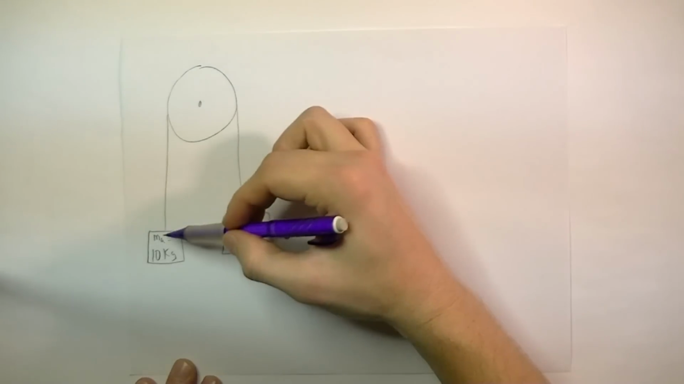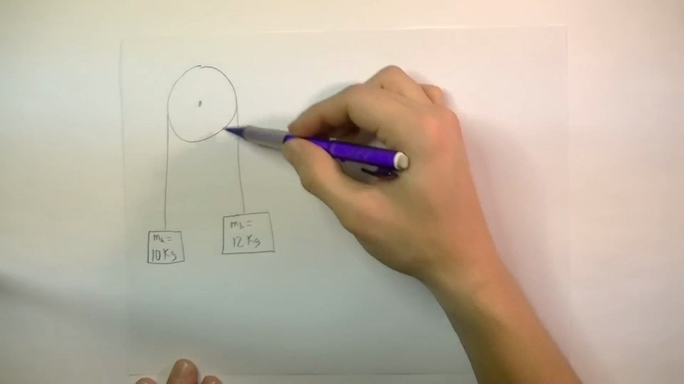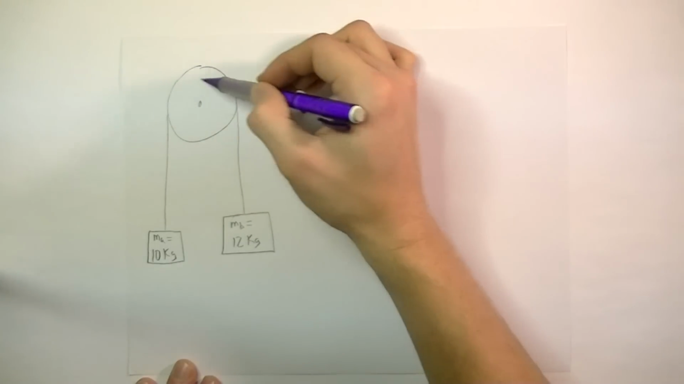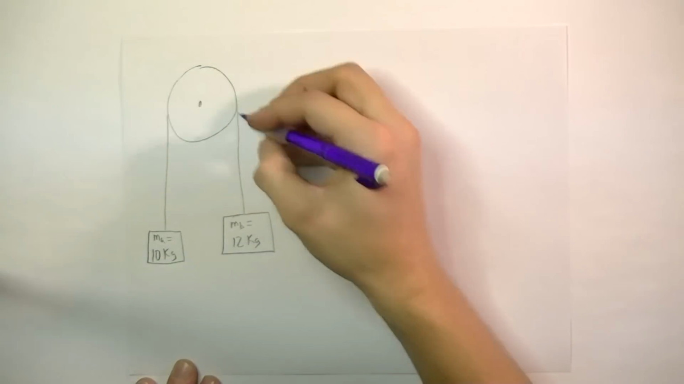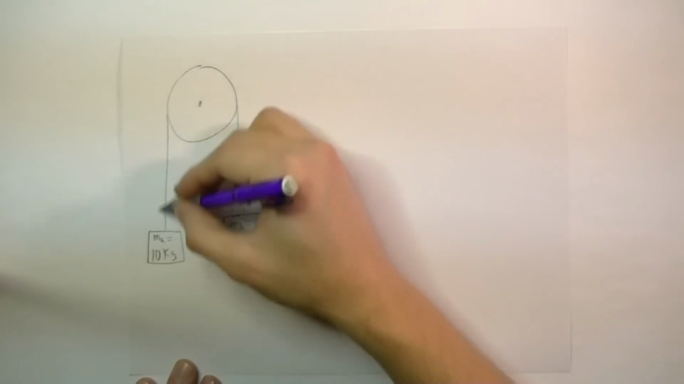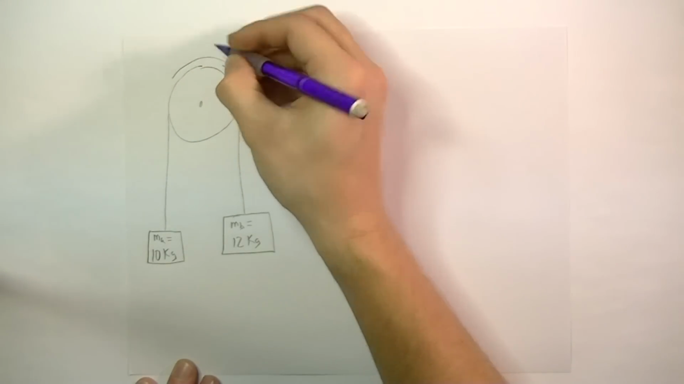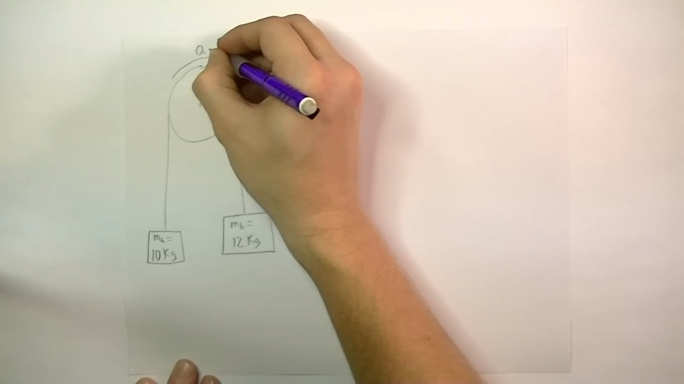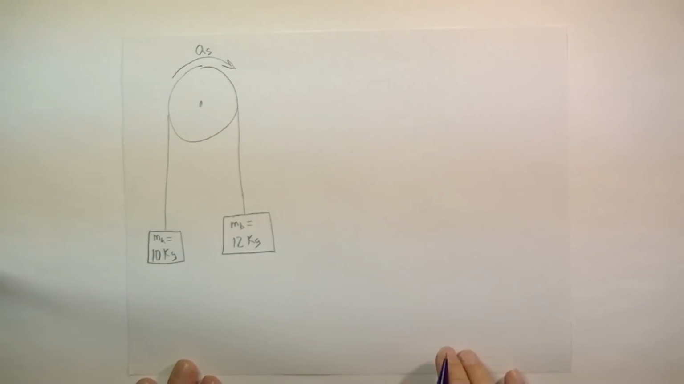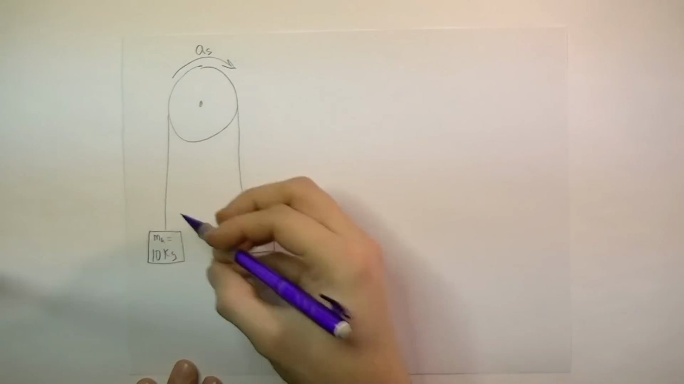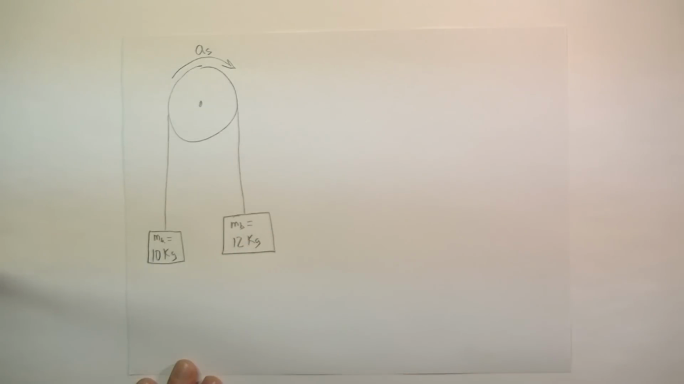Now, as you would imagine, this mass is more, and so the pulley is going to turn in a clockwise direction, and this mass is going to fall to the ground and this one's going to come to the top. We're going to experience some acceleration in this direction, and we'll call that the acceleration of the system. Okay. Now each block has two forces acting on it.